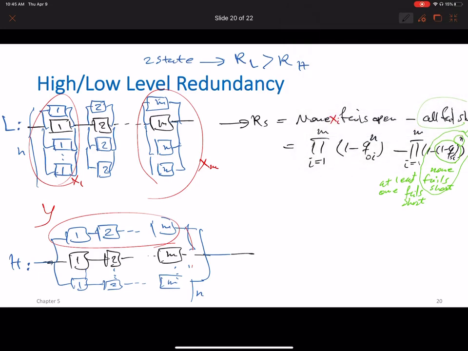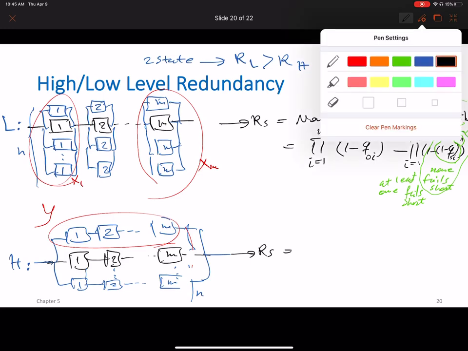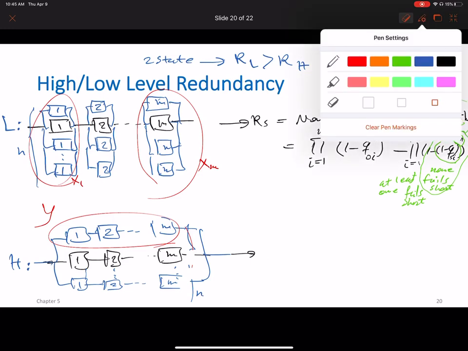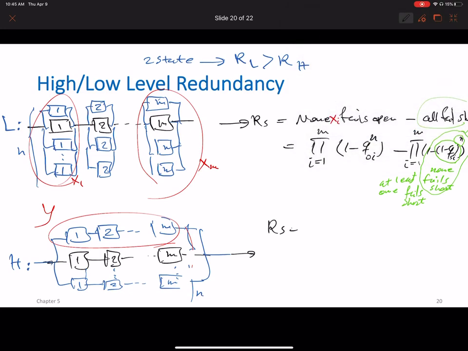Parallel structure, the reliability of the system. In parallel, we know that. Let me start a little higher to have enough space. Reliability of the system is none of these Y's fails short minus all fail open. None of them fail short minus the probability that all of them fail open.